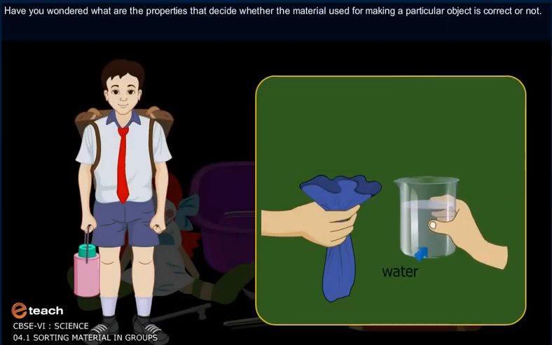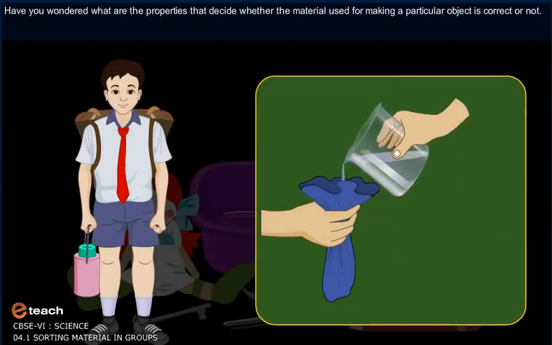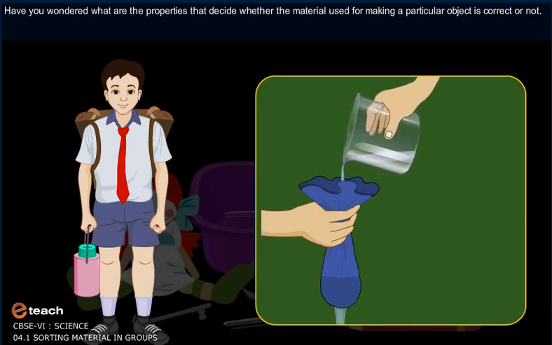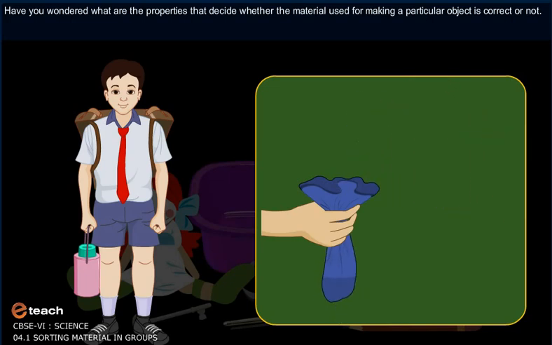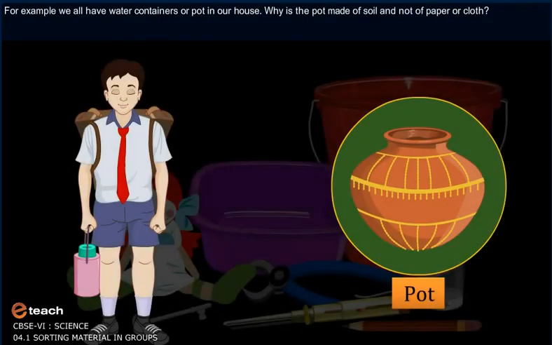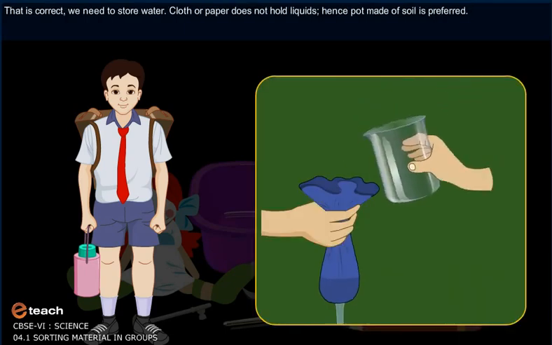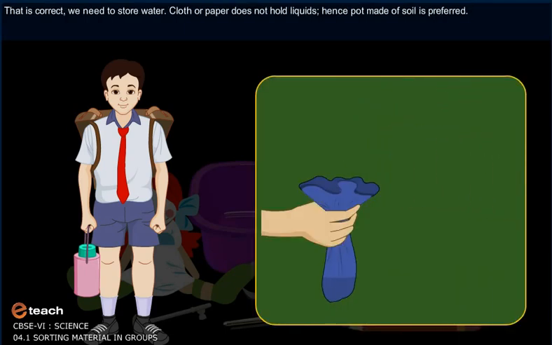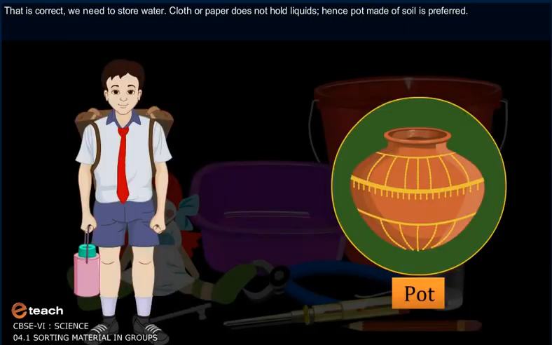Have you wondered what the properties are that decide whether the material used for making a particular object is correct or not? For example, we all have water containers or pots in our house. Why is the pot made of soil and not of paper or cloth? That is correct. We need to store water. Cloth or paper does not hold liquids. Hence, a pot made of soil is preferred.